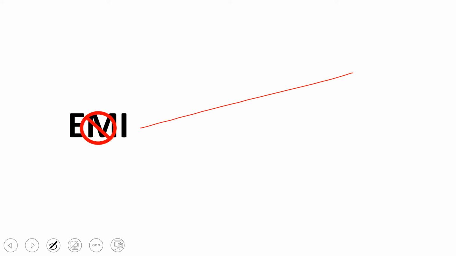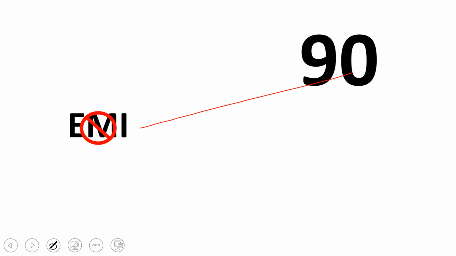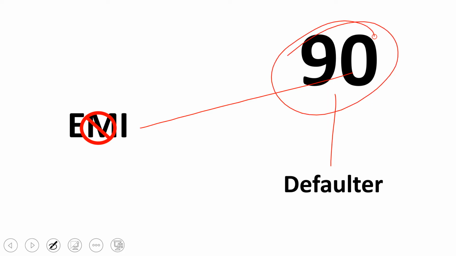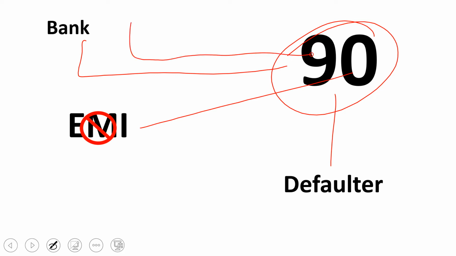So in very layman terms, let's say you are paying a certain EMI and you miss that EMI continuously for 90 days. For 90 days, you are not paying that EMI. That's where you turn out to be a defaulter. The moral of this story is that if you miss paying the EMI continuously for 90 days, you turn out to be a defaulter. This 90 days will vary by bank or by product.